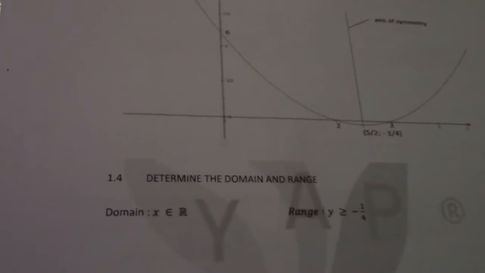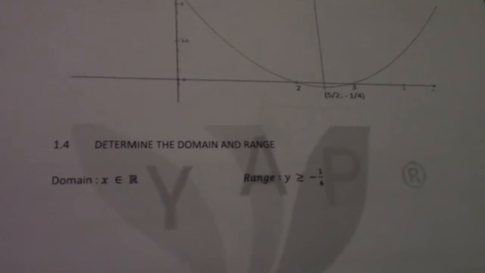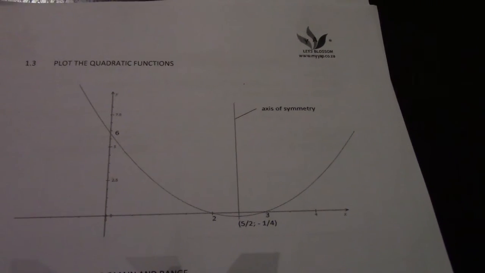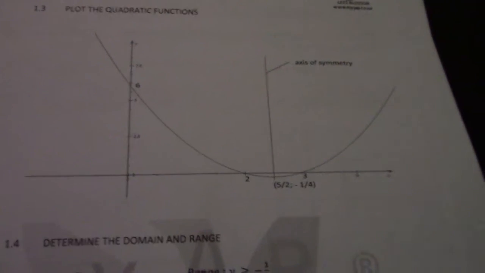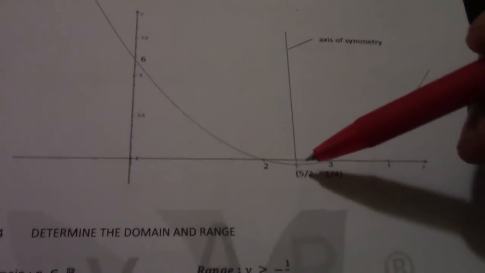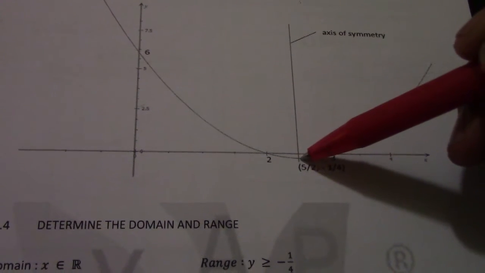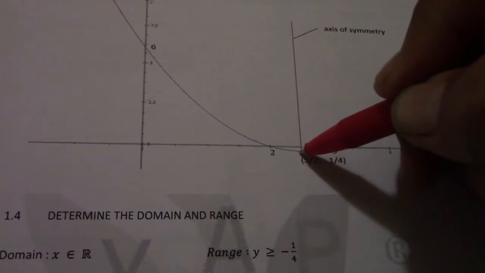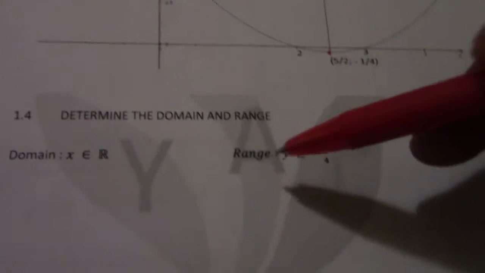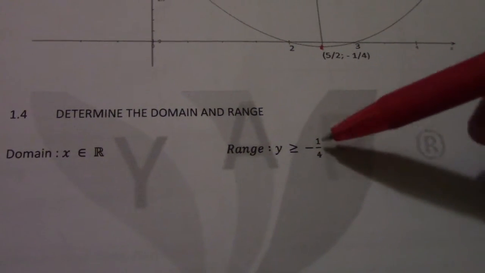1.4, determine domain and range. For a parabola the domain is always x is an element of the real numbers. The range, as you can see, the graph is pointing upwards. It simply means a is positive, so my range must be greater than whatever the y value is at this point. So that's negative 1 over 4. So my range: y is greater than or equal to negative a quarter.